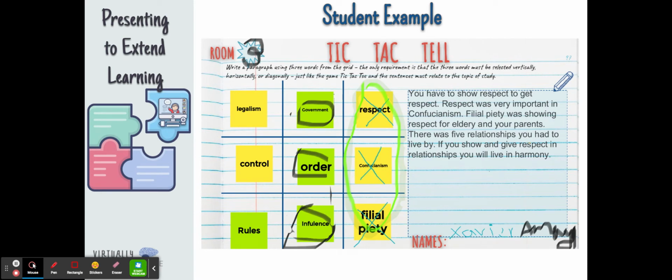This one was from ancient China, and it was respect, Confucianism, filial piety. And they said, you have to show respect to get respect. Respect was very important in Confucianism. Filial piety was showing respect for elderly and your parents. There were 5 relationships you had to live by. If you show and give respect in relationships, you will live in harmony. That's an excellent example. And I can see that they learned the concepts that they were supposed to be learning during that chapter.